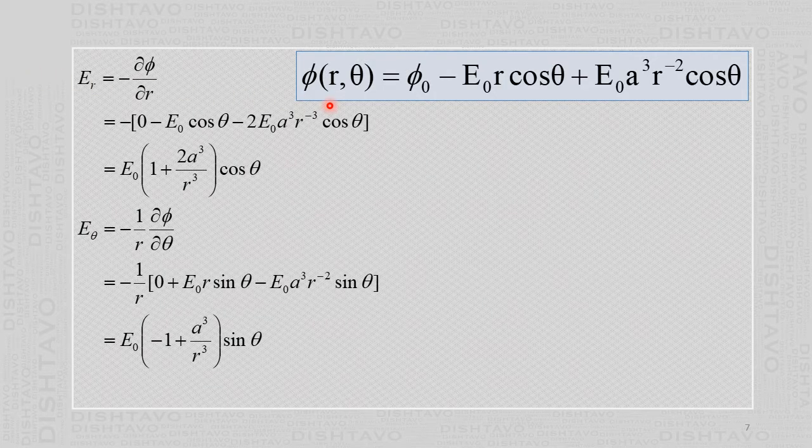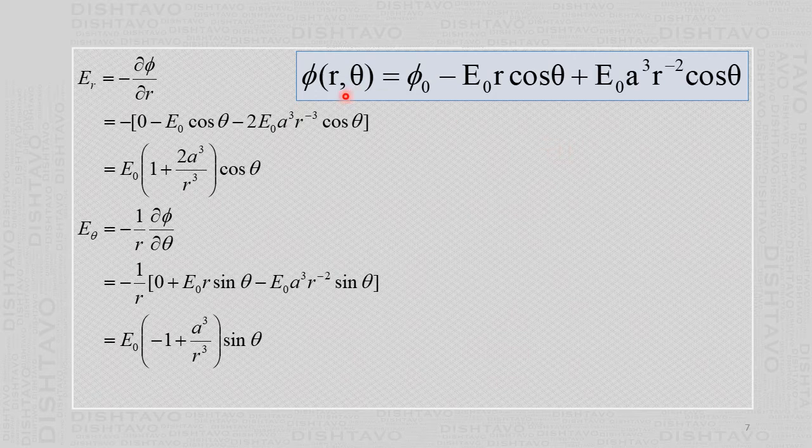So we have found in the previous slide the expression for the potential at the point P, which is phi naught minus E naught r cos theta plus E naught A cube r raised to minus 2 cos theta. Here phi naught is the potential on the surface, r is the distance of the point P, where we are finding the potential, from the center of the conducting sphere, and theta is the angle made by the position vector from the origin to the point P with the z axis.